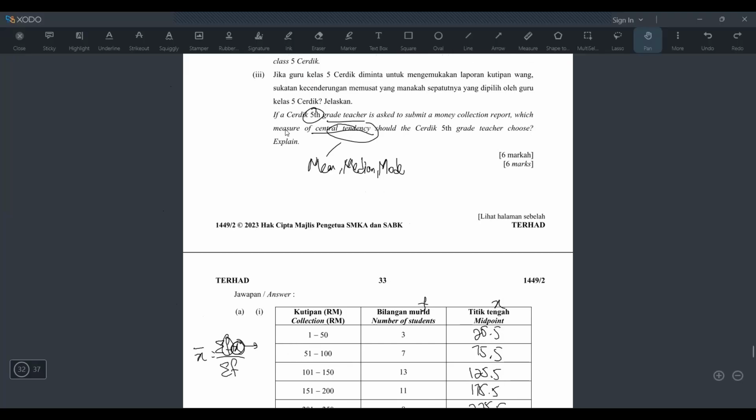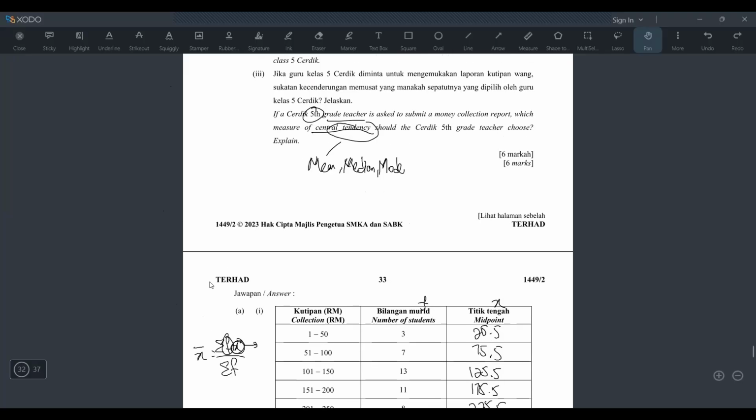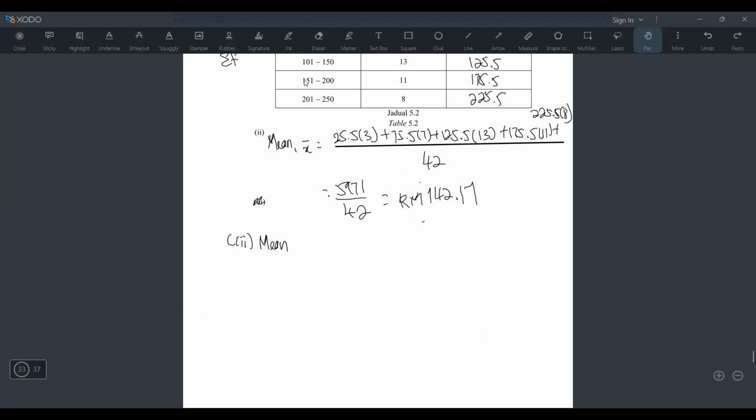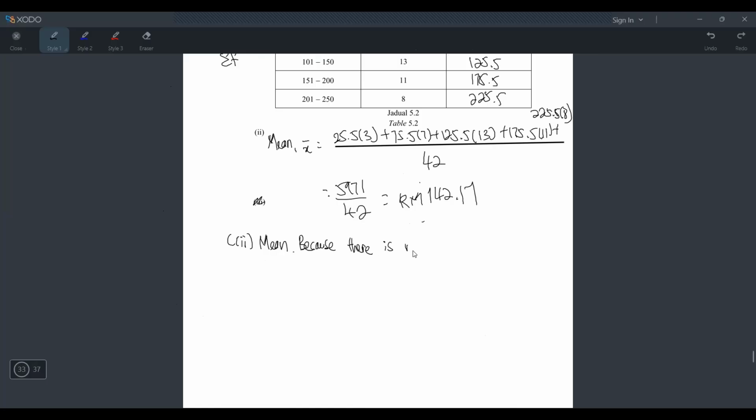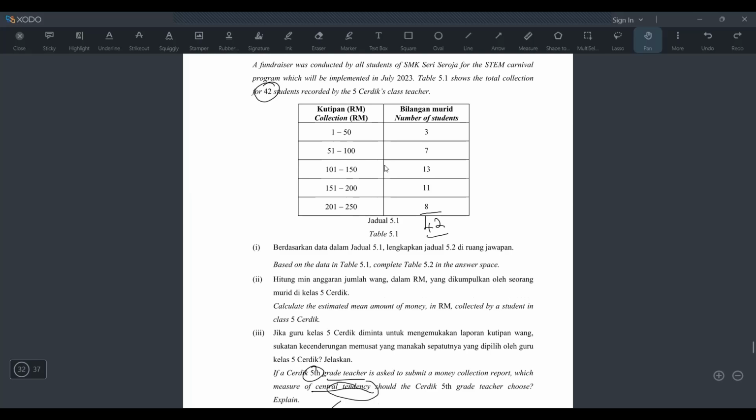But they say which measure should be chosen, so I said mean, explain. So because what? Because there is no outlier, or you can say extreme value, same thing. There is no extreme value. And I think it's good enough. Because all the values are very, like, how to say, there's no outlier. And when we use mean, it's very good because we cover all the values. So I think that's good enough.